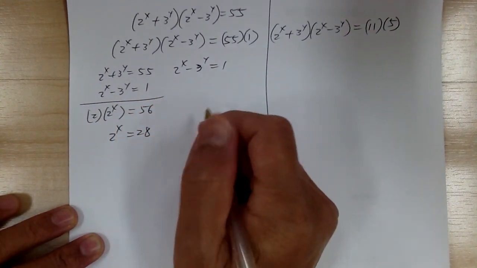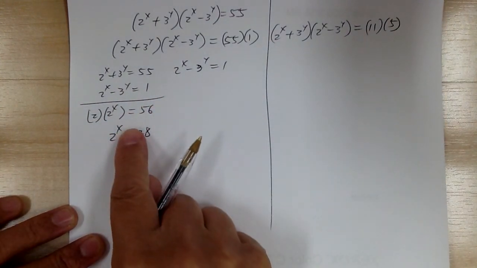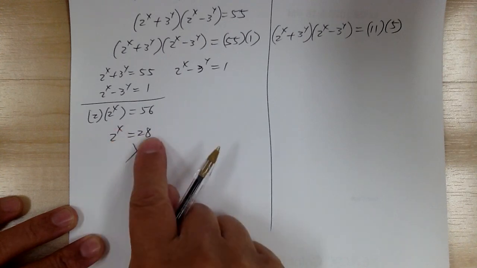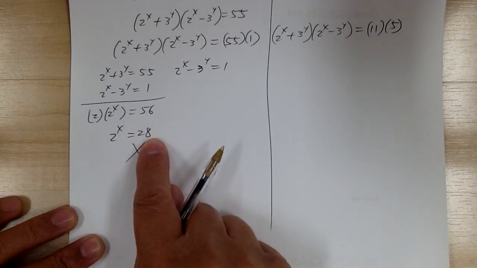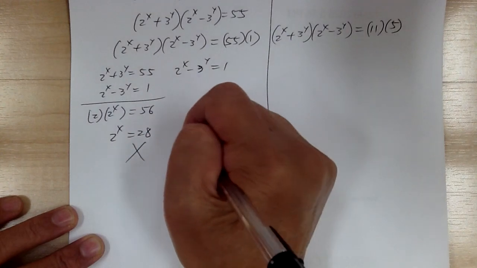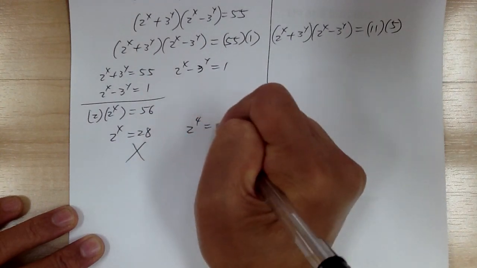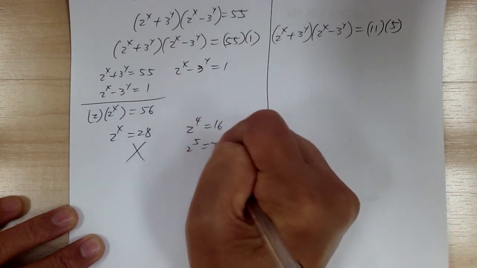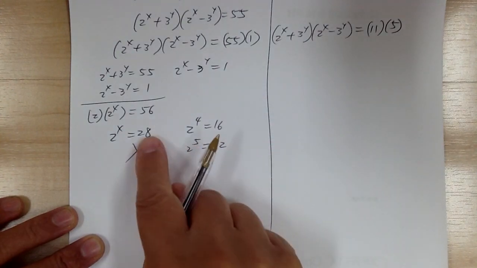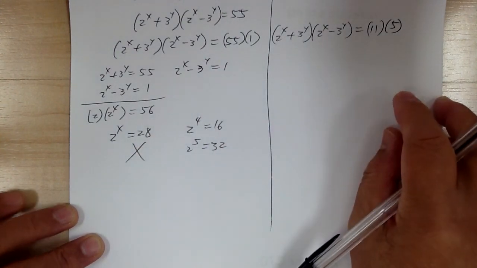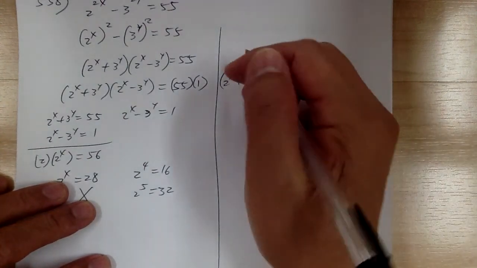Okay, so this one is no good because remember x and y are integers, so there's no integer that will give you 2 to the integer give you 28. Okay, because 2 to the 4 will give you 16, 2 to the 5 will give you 32. So there's no integer that gives you 28. So this one is out. So now we can focus on this one here.